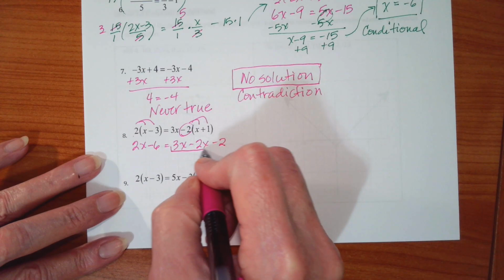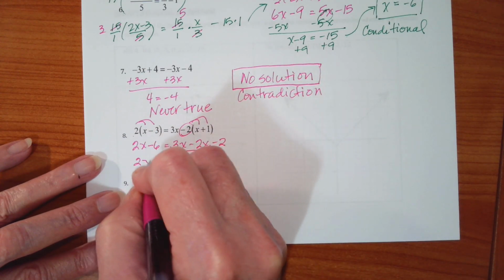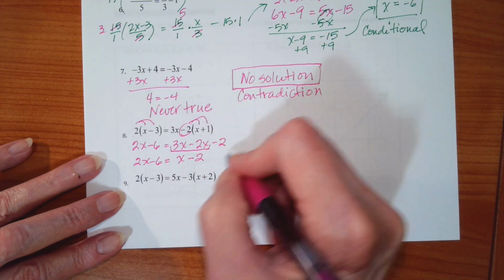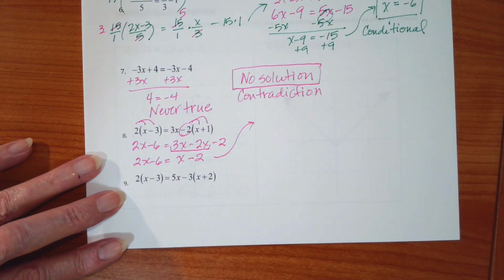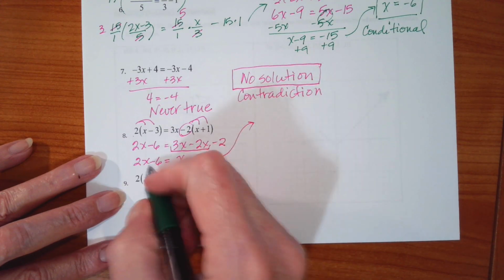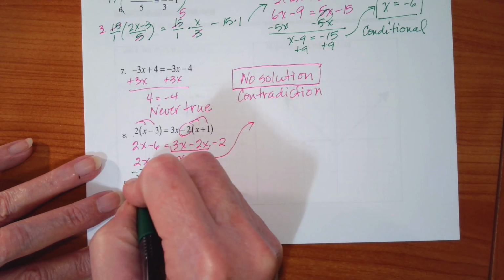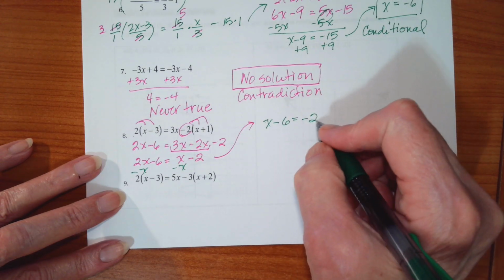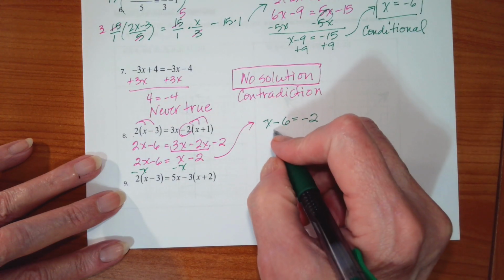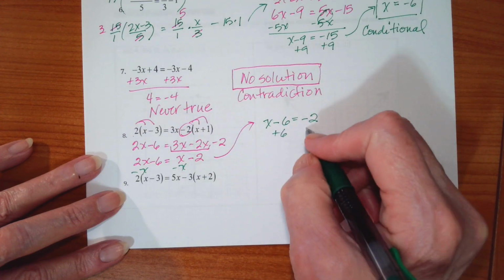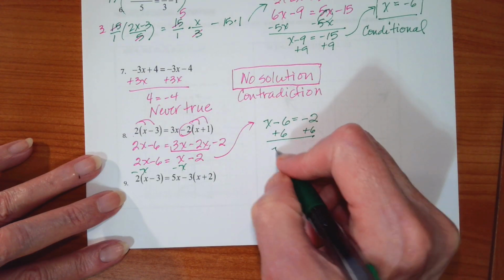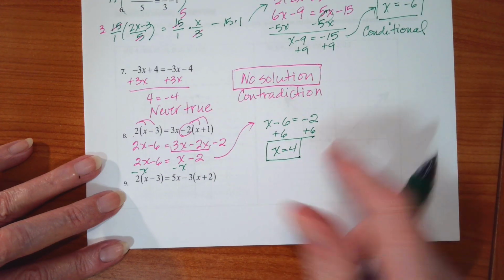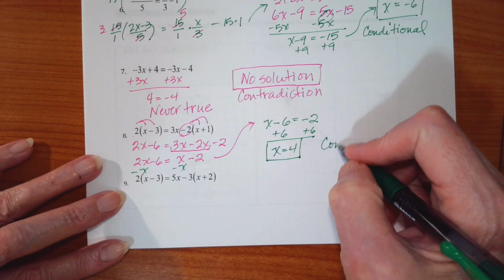Okay, then I'll combine my like terms here. That gives me 2x minus 6 is equal to x minus 2. I want to get the x's together, so I'll subtract x from both sides. That gives me x minus 6 is equal to negative 2. To finally get the x by itself, I add 6, and that gives me x equals 4. Since I have a solution, that makes this conditional.